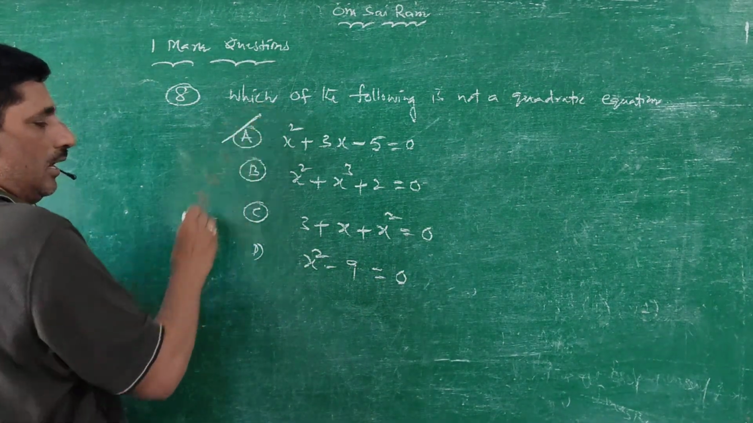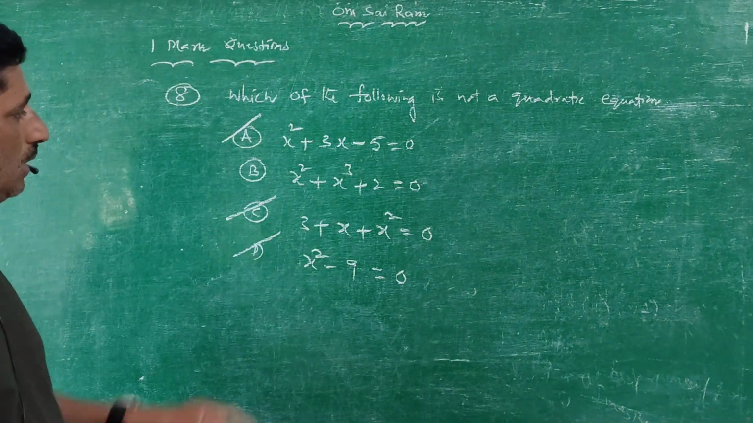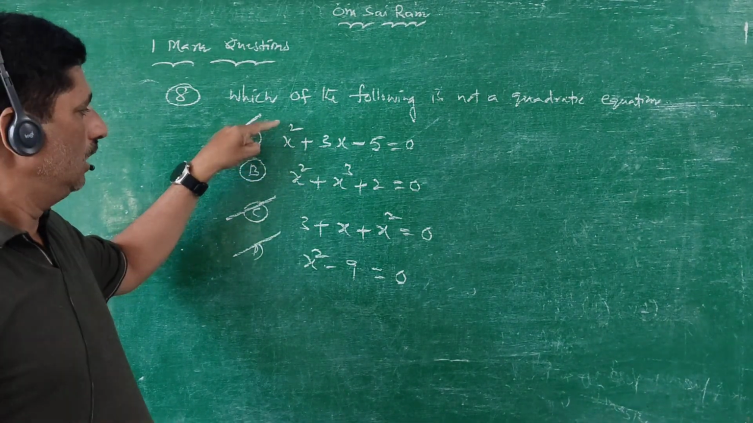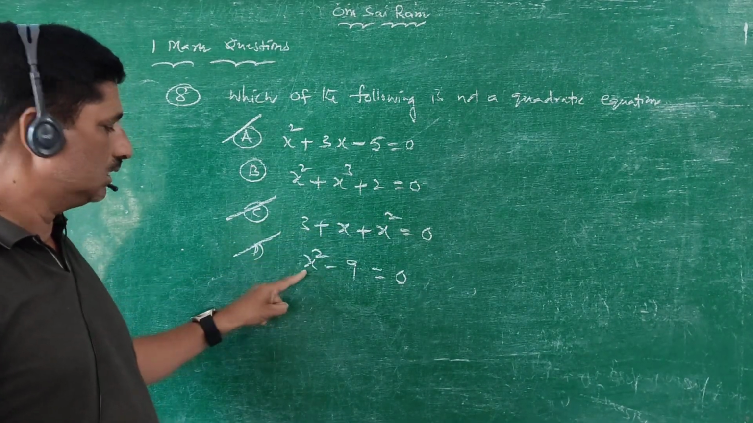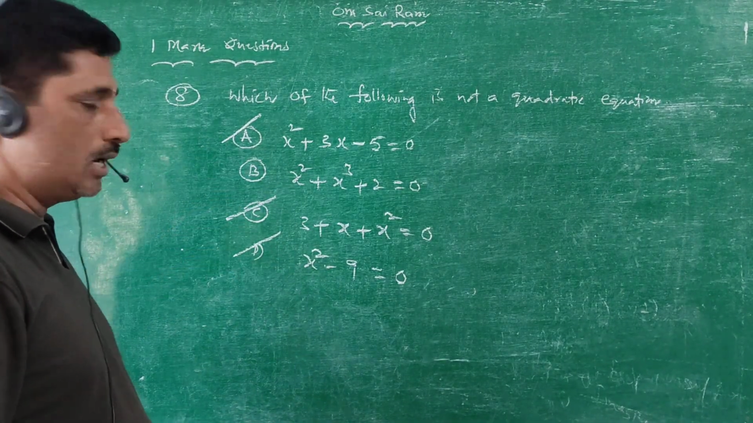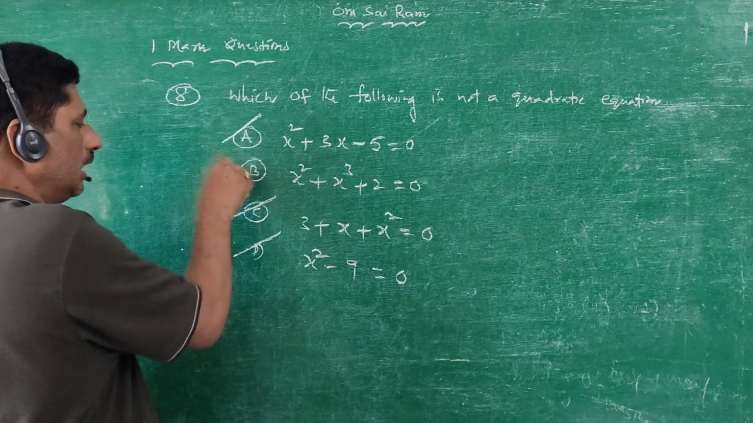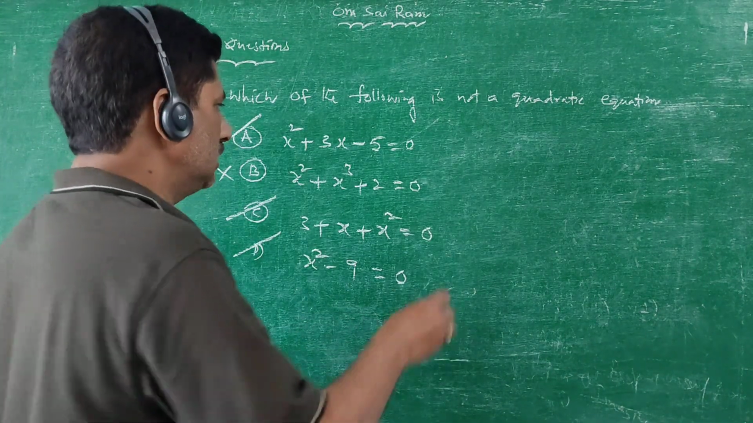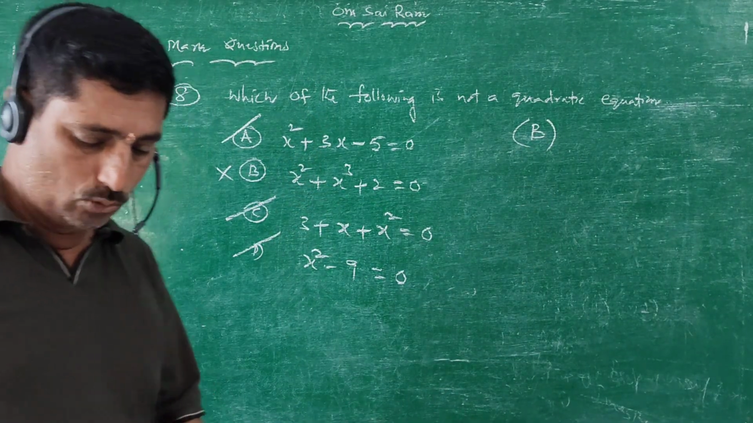The equations A, C and D are quadratic equations. Why? Because the degree of this equation, the highest power of the variable, is 2. Here the power of the variable is 2, degree 2. And even the fourth option D is also degree 2. So these three equations are quadratic, but this equation has a cubic, third degree term, so it is not a quadratic equation. So option B is the right option. The answer is B. Right. Then the ninth question.